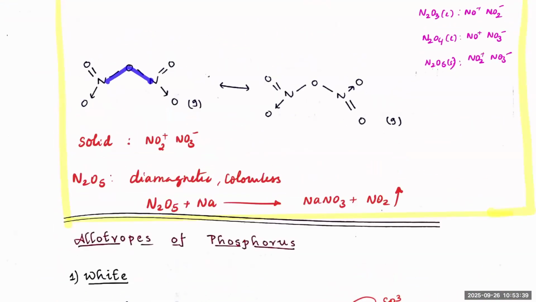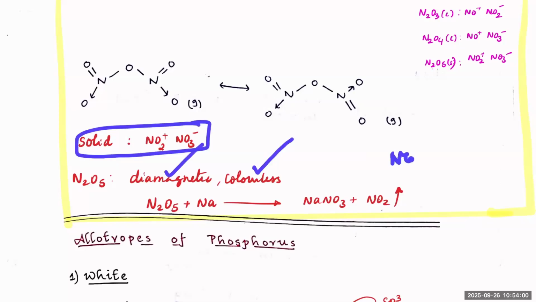N2O5 structure is like this, where you have an oxygen bridge at the center. These two will make a dipole moment here and these two will make a dipole moment here, so the overall dipole moment will be 0, correct? So the dipole moment is 0 in this case. It is diamagnetic and colorless. The minute you convert it into solid state, it converts into NO2 plus and NO3 minus.